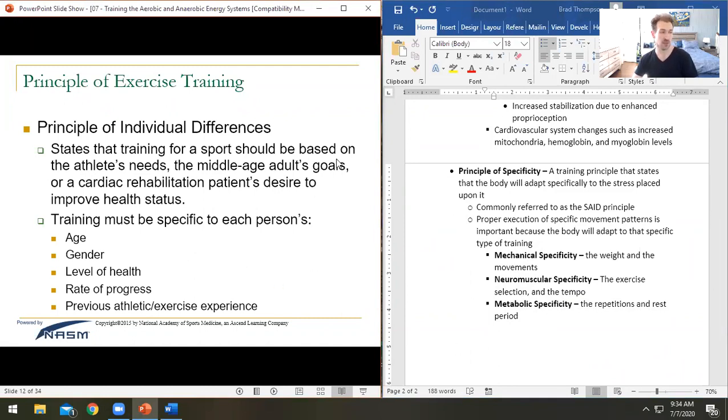Now, other things that we do need to consider, another one of our important training principles here is the principle of individual differences, right? And that's basically just saying that everybody's different, and that's okay. So you need to make sure that you take into account somebody's age, their gender, their level of health, right? So it states that training for a sport should be based on your athlete's needs and whatever your client's goals are, right?